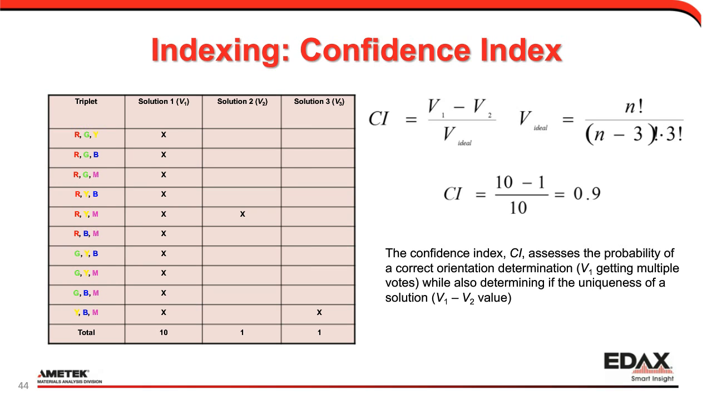It's the number of votes for that first solution in our indexing table minus the number of votes of the second solution divided by the ideal. The two concepts I want to show here: the numerator in this definition tells us how different the first and second solutions are. That's important because we may have a solution that matches, if we think of 7 bands, 35 times, but a second solution that matches 34 times. When we subtract that, the numerator is small, so our confidence index will be low. That tells us we're not particularly sure between one solution and the other.